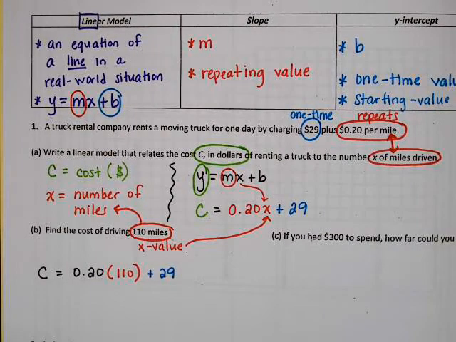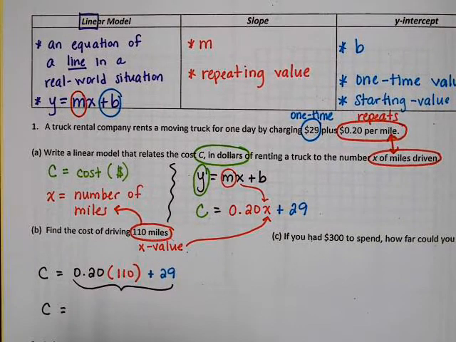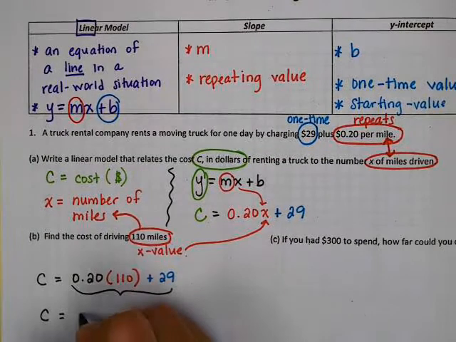Now I'm going to go ahead and just type this into my calculator, 0.20 times 110 plus 29, and when I do that, I get 51.